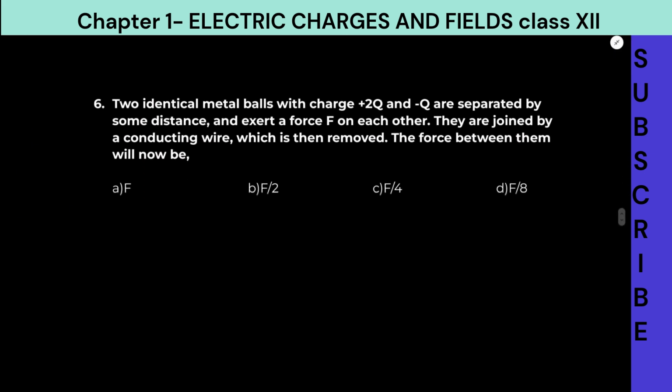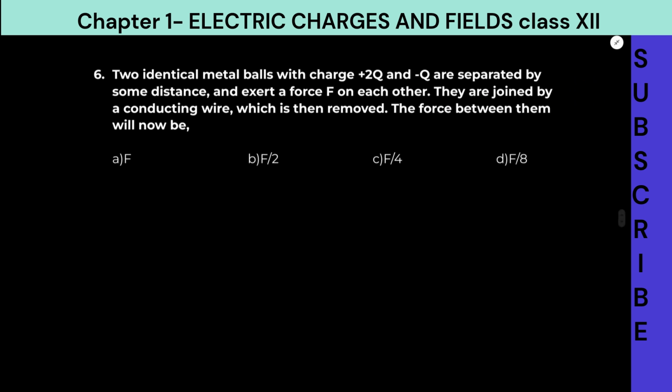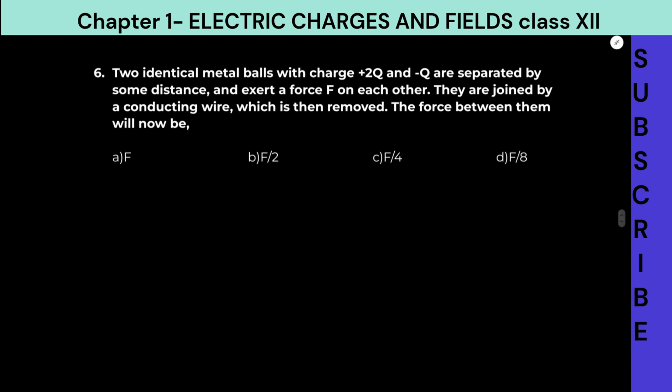Let's move to the sixth one in this worksheet. Great. Question number 6 says, two identical metal balls with charge. Okay, let's make a rough diagram. So this is a metal ball with charge 2q, another one with charge minus q, separated by some distance. If they are saying some, let's assume it r. You can assume anything. Okay, I am taking r, and they exert force F on each other.